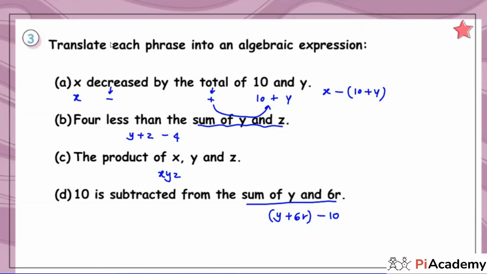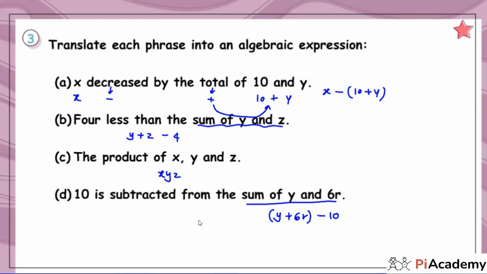Okay, no problem, I'm answering this question. In question number A, they are telling you this is your number x. X is decreased by the total. So x is decreased by, which means first x will be there and then you are decreasing the next number. Are you getting me? X is decreased by. So the last expression must be less than x, right?